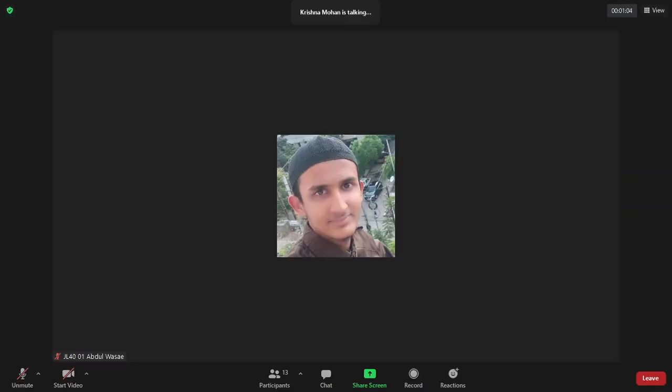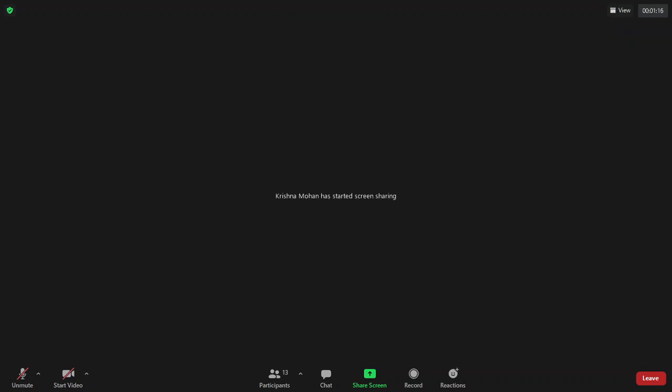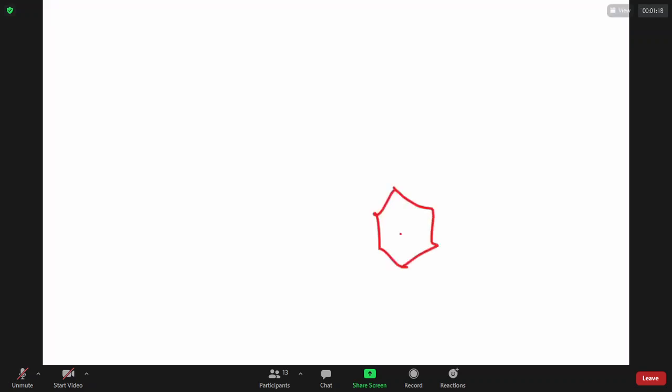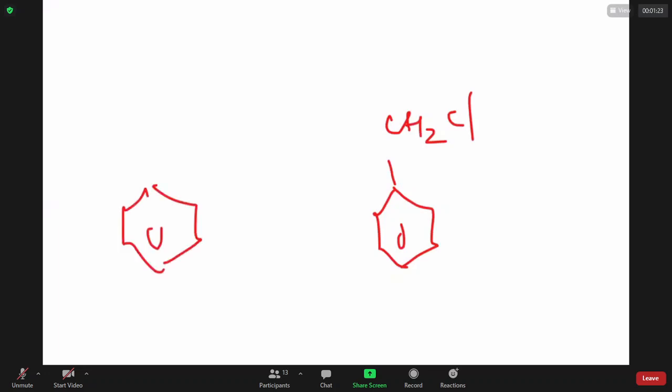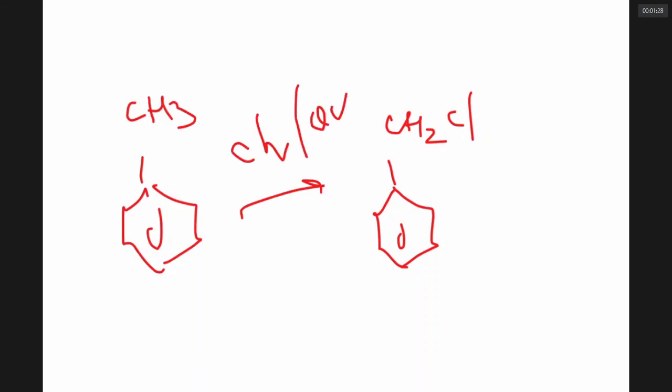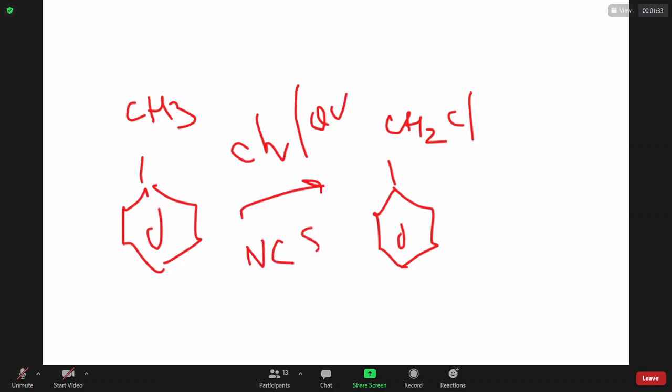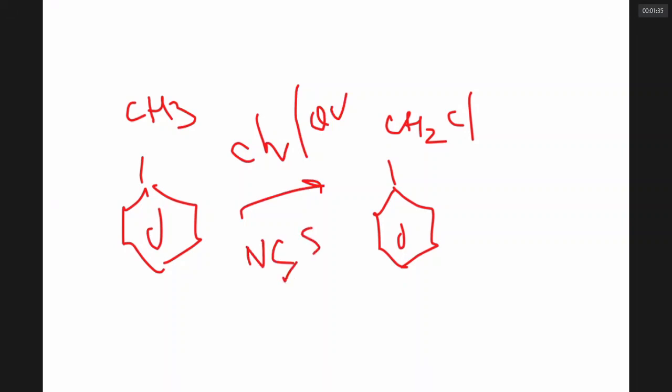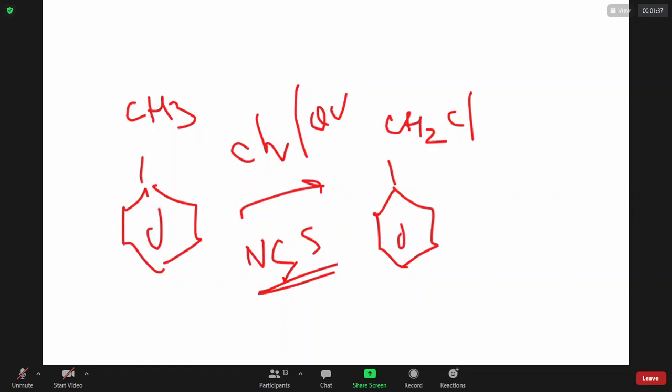And we are talking about alkyl and aryl halides. We are going to conclude this topic this week. So I pointed out that the alkyl halides can be prepared in a variety of methods. If I want this compound, it can be prepared starting with toluene using what, sir? Chlorine and UV light. Or I can use N-chlorosuccinimide. This is best. Remember, it is N-chlorosuccinimide.